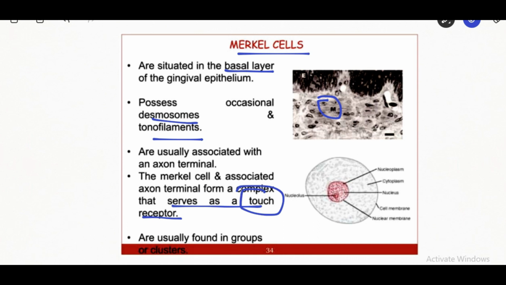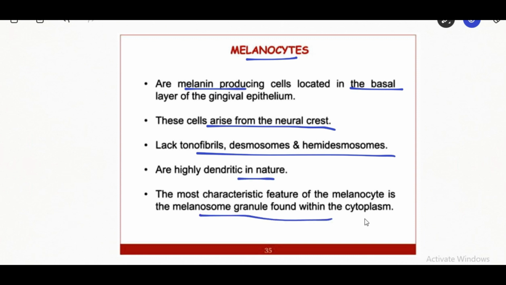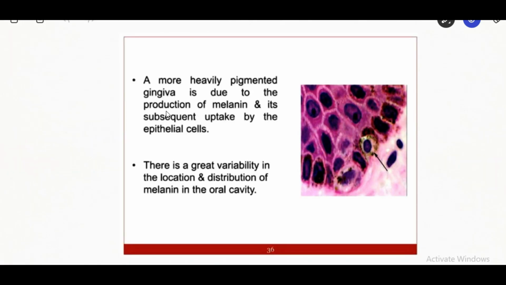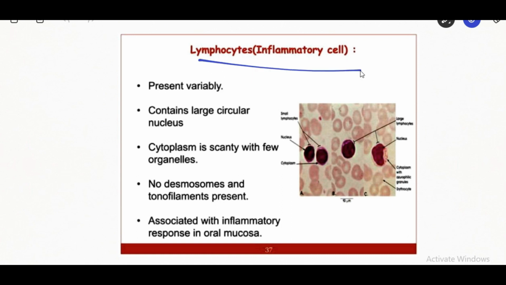Melanocytes are the melanin producing cells. They are located in the basal layer of gingival epithelium. These cells arise from the neural crest. They are highly dendritic in nature. The most characteristic feature of melanocytes is the melanosome granules found within the cytoplasm. Lymphocytes are associated with the inflammatory response in the oral mucosa.